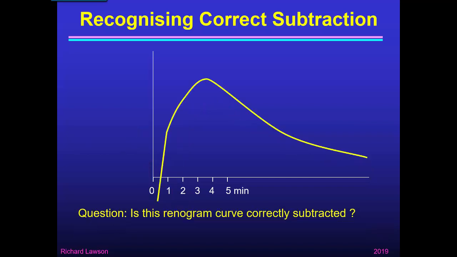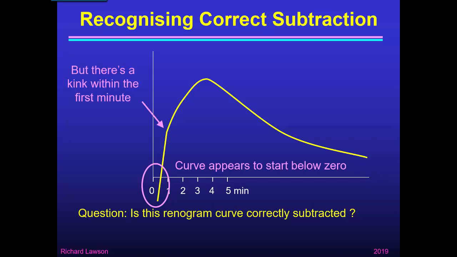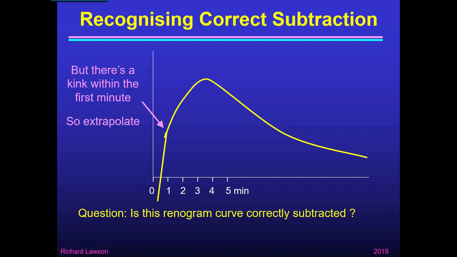But what about this one? Is this renogram curve correctly subtracted? Well, it appears to start off negative, and so you might say it's over subtracted, but hang on, there's a kink. When there's a kink, what we do is extrapolate the smooth bit of the curve. So we start at the peak, follow backwards and extrapolate beyond that kink, and we get a curve like that.